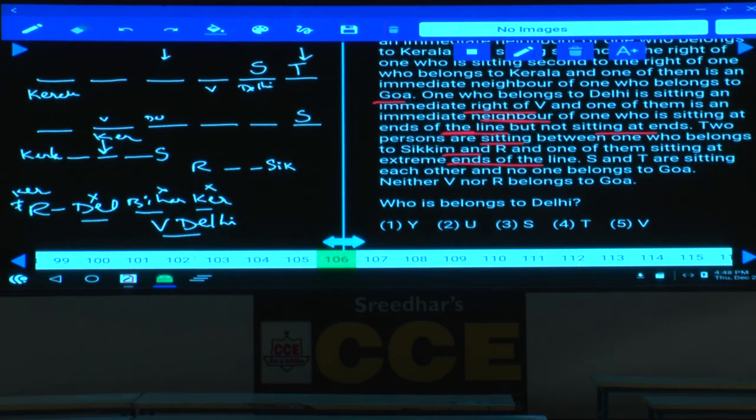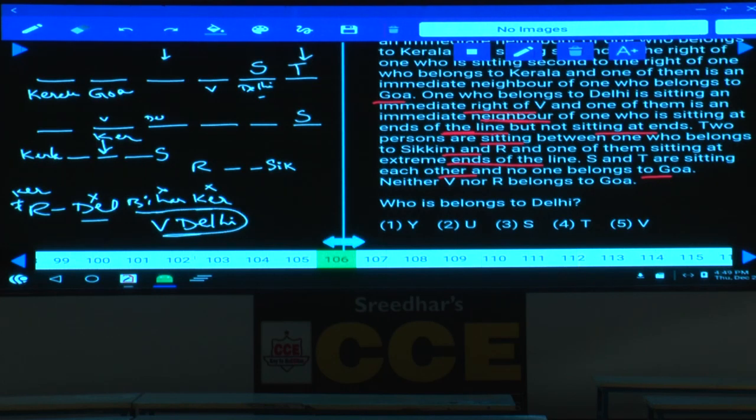S is not adjacent to this person from Goa, hence this person must be Goa. Are you following this one or not? Because S and T are seated adjacent to each other, and S and T do not belong to Goa, Kerala and Goa must be like this. Done with this? As Kerala and Goa are like this, then V and Delhi.